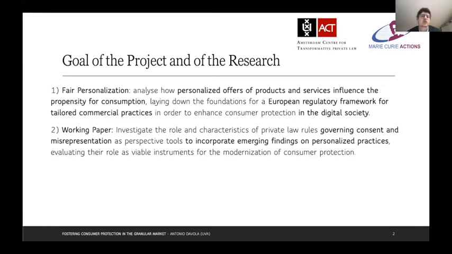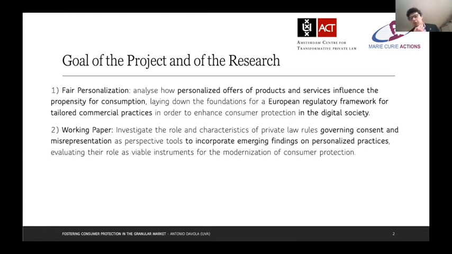the paper is actually the first step of a wider project, my Marie Curie project entitled Fair Personalization, which I'm conducting with the support of both the European Commission and the Amsterdam Center for Transformative Private Law. In the Fair Personalization project, I am willing, from a wider perspective, to analyze how personalized offers of products and services influence consumers' propensity to purchase, in order to ultimately try to lay down a European regulatory framework for tailored commercial practices, also considering the influence of general principles of private law, such as the principle of fairness and good faith in the digital society.